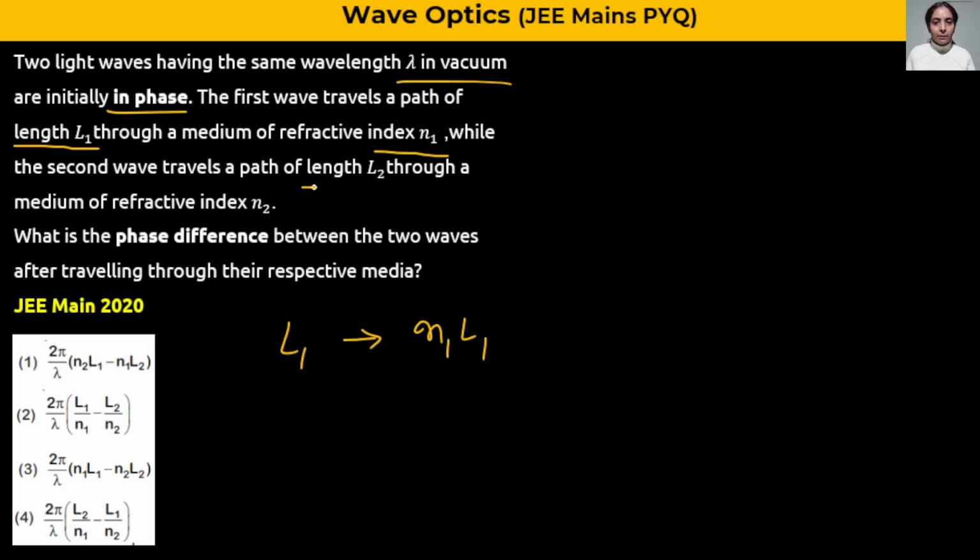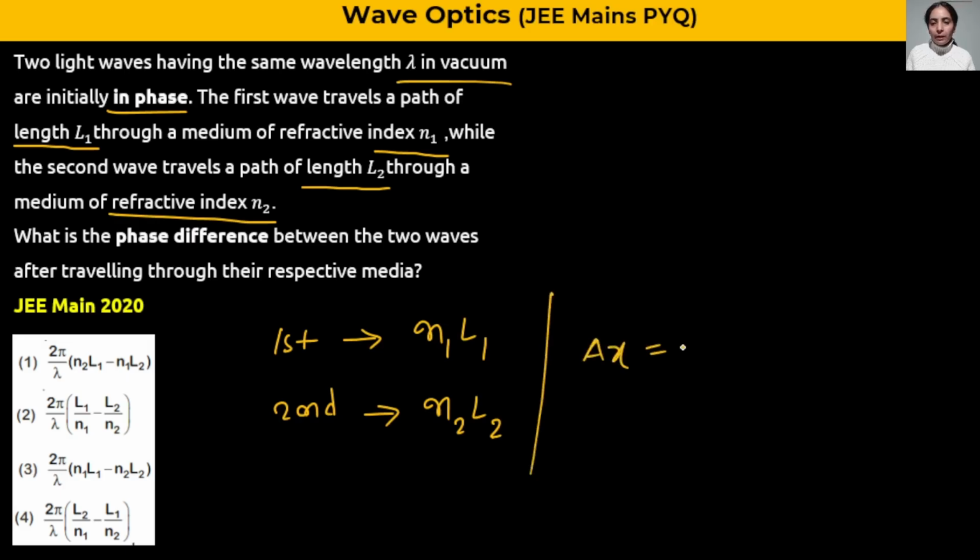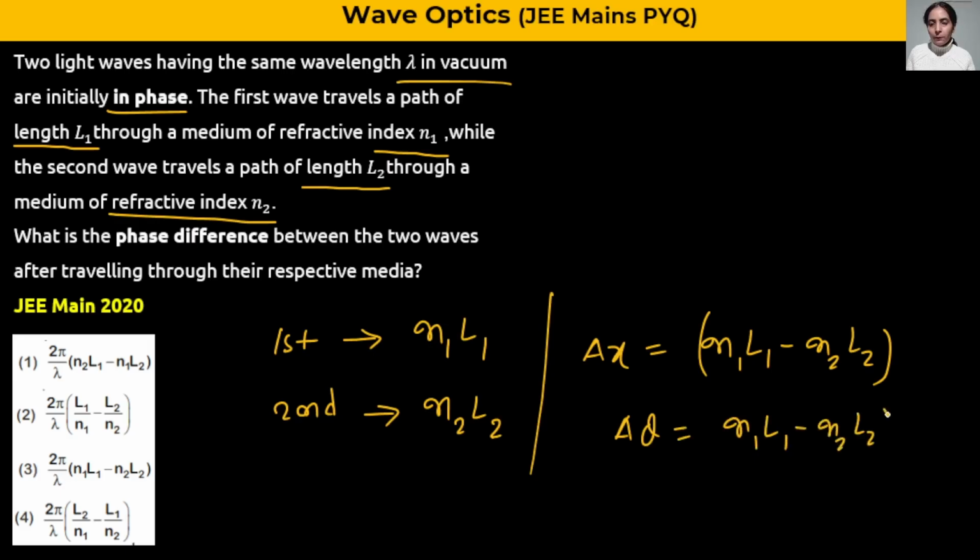While the second wave travels a path length of L2 through a medium of refractive index N2. So the second light, okay, the L1 L2 notation is already taken, so for the first light I use it like this. How much distance is the second light covering? This will cover N2 L2. What is the phase difference between the two waves? So find the path difference. The path difference will be N1 L1 minus N2 L2. And how will you convert this into phase difference? So N1 L1 minus N2 L2 into how much? 2 pi by lambda. This is what you are going to do.